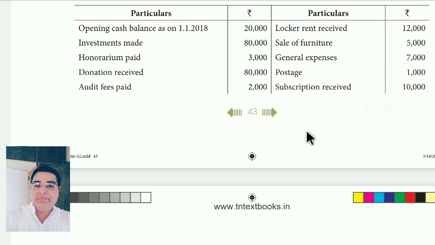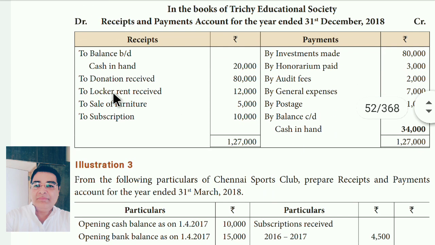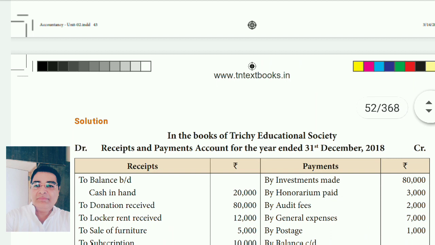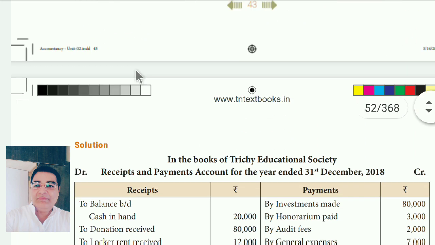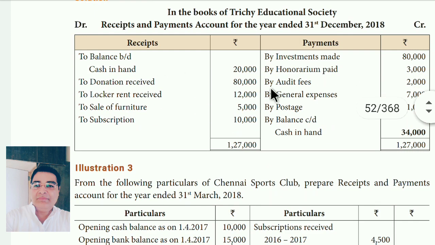Next one, donation received. We received the donation. Someone has given the donation, rupees 80,000. So see the debit side, donation received. Any receipt we have to write in the receipt side. Donation received. Next one, see audit fees paid. We paid the auditor fees. So it is a payment. So, By audit fees rupees 2,000.